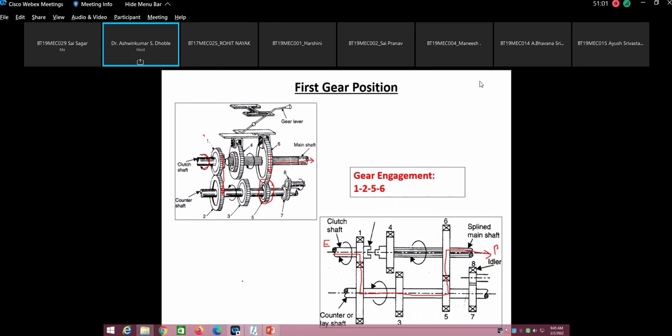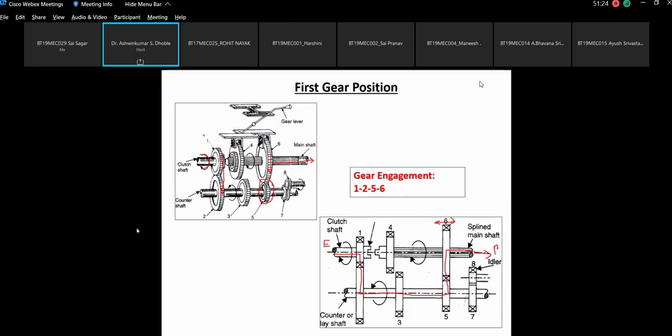So likewise, please note that here this gear can slide. Whenever we see that we have to shift the gear for the reverse, then this gear has to be slided. This is basically the pinion which has to be adjusted. Okay, so this is the first gear power transmission.